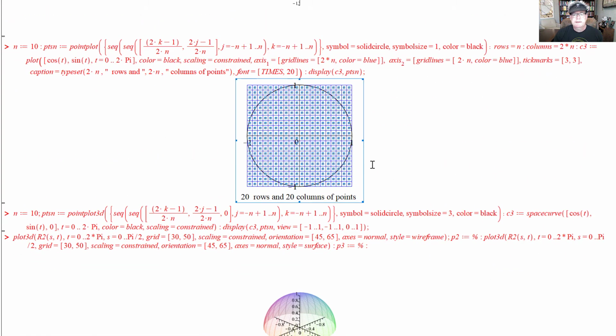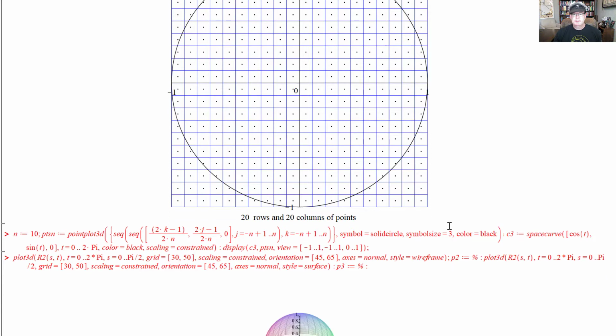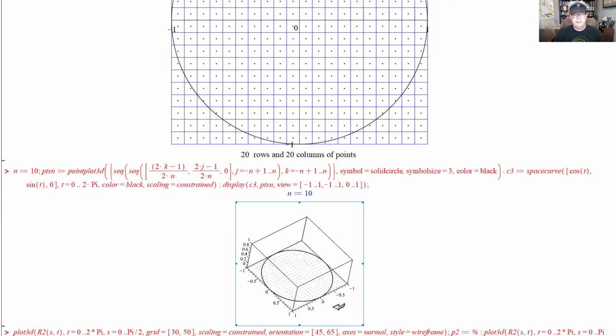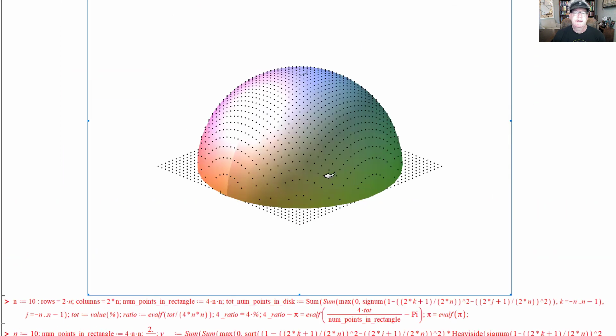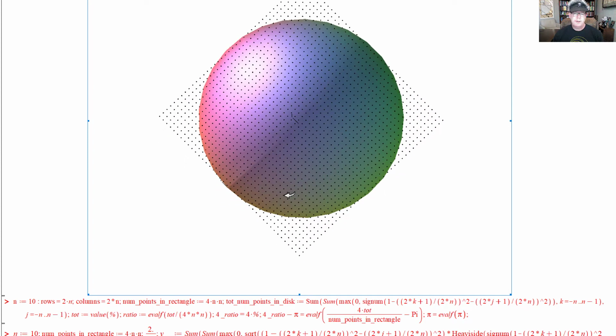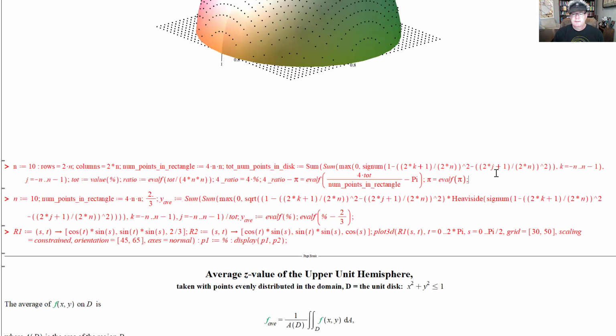So here I've got 20 by 20 points. And if I project them to the hemisphere, let's see, so here's another way, R3. Here's the 20 points. I'll project them up to the hemisphere. I kept it solid this time, but so here they are. So 400 points, although not all are inside the circle, but projected up to the hemisphere. And then I can average those z values.